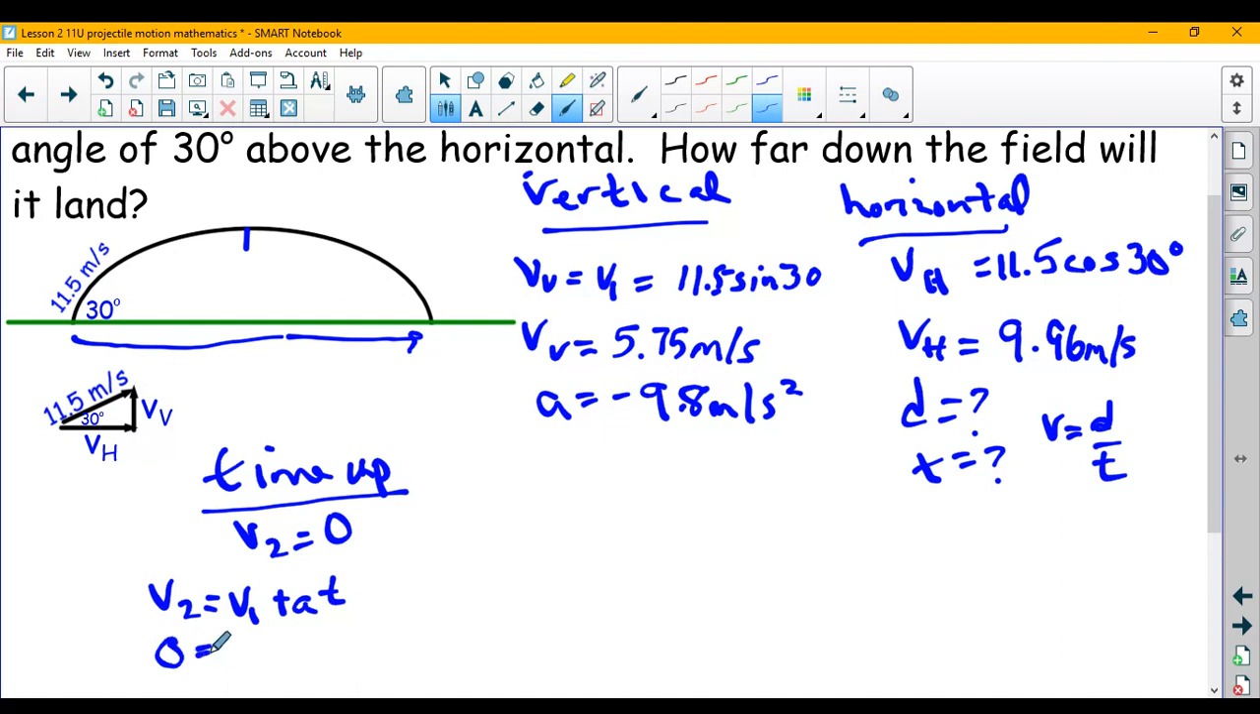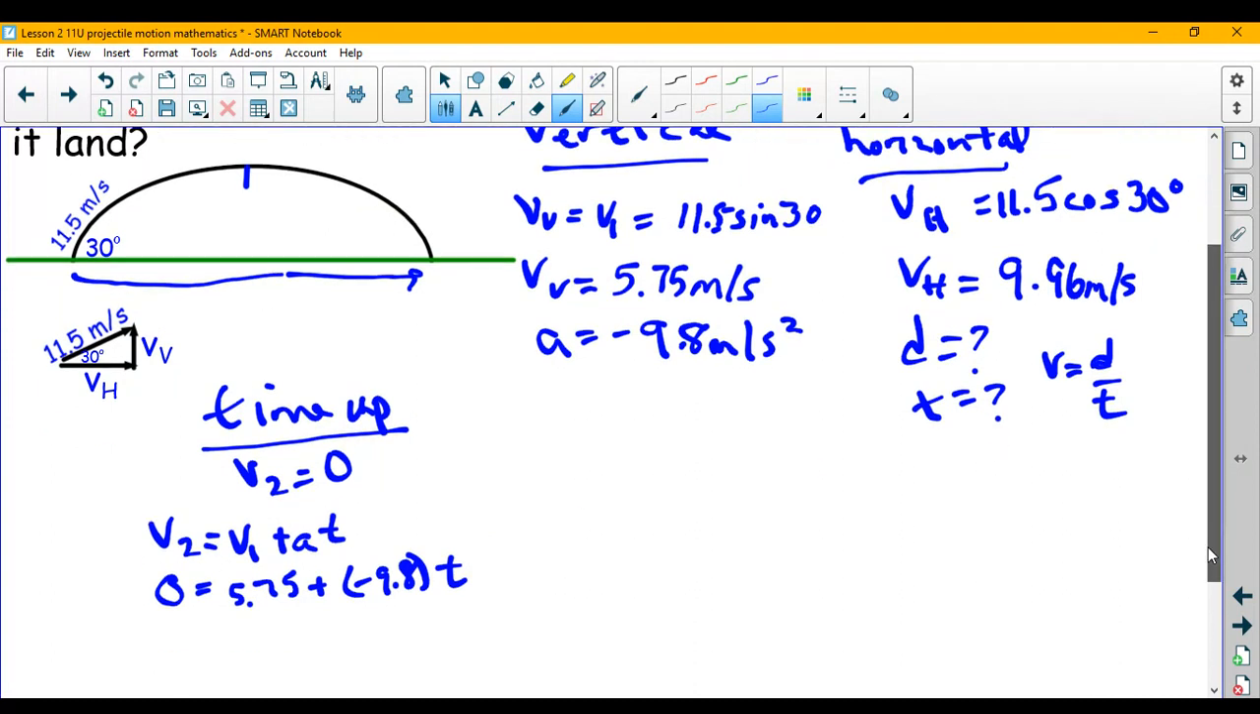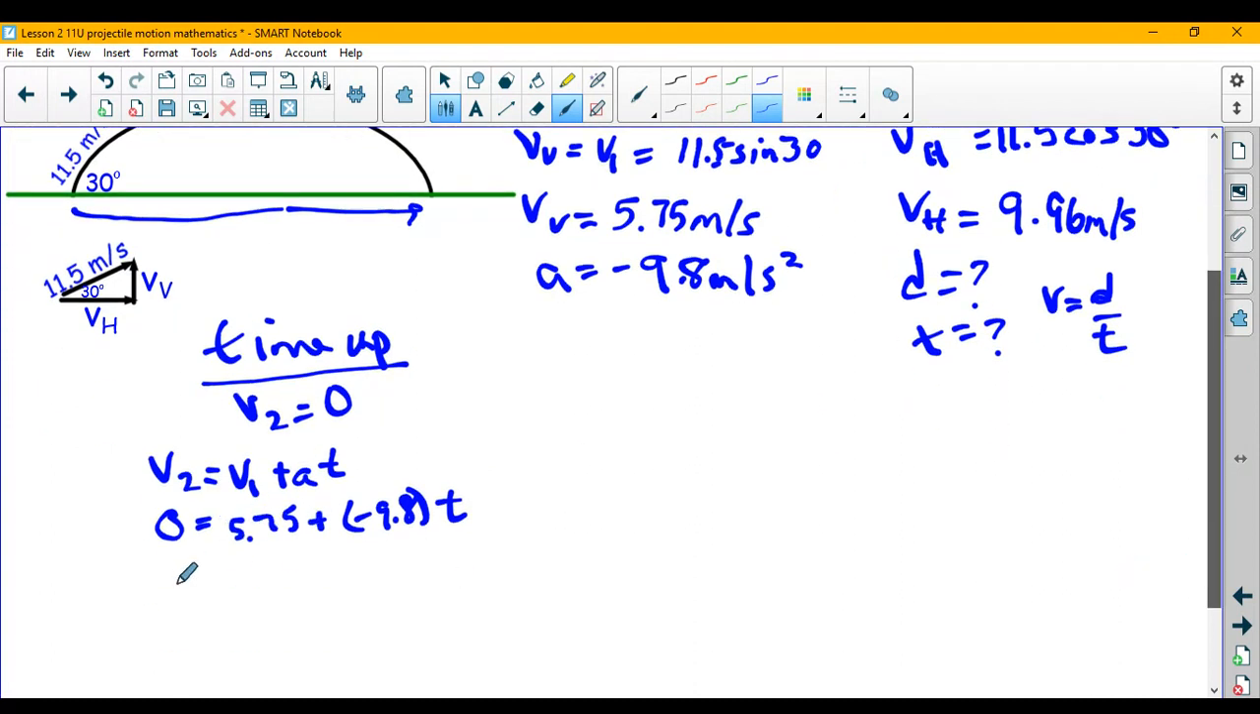I'm assuming we're only doing the time up. So I'm going to say V2 is 0. I'm going to say that V1 is 5.75. My acceleration is negative 9.8 because it slows down as it goes up. That's super important. Otherwise, we will get a funny number, because when I bring this over, it becomes a negative, and that's why I needed that negative acceleration.